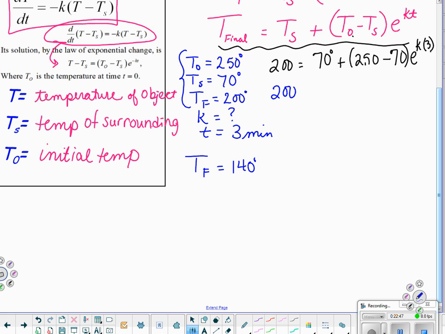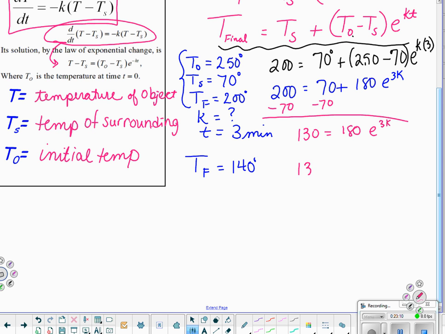We've got 200 equals 70 plus the difference between 250 and 70, which is 180, e to the 3K. Now it's just equation solving, and I know you can handle that. Let's subtract 70. That gives us 130 equals 180 e to the 3K. Divide by 180, so I'd have 130 over 180. Let's cancel those zeros. So we're looking at 13/18 equals e to the 3K.